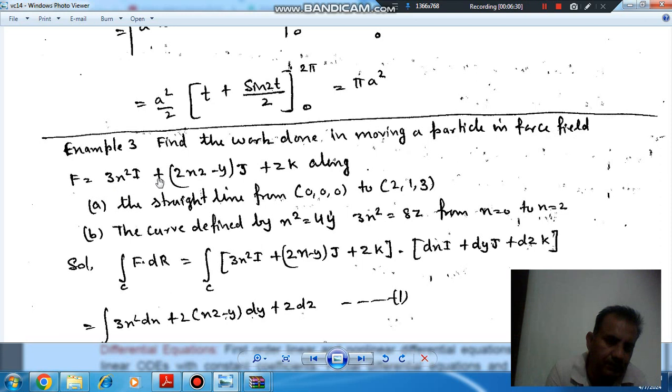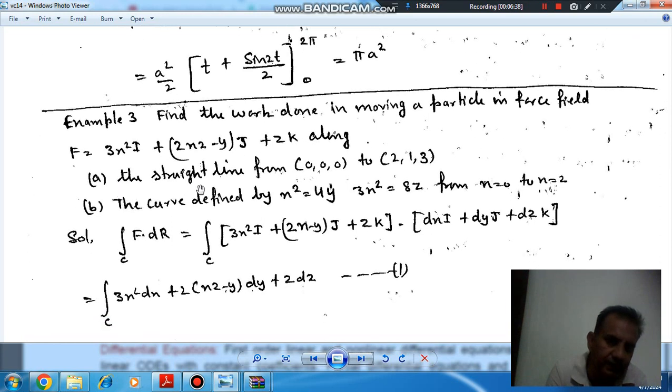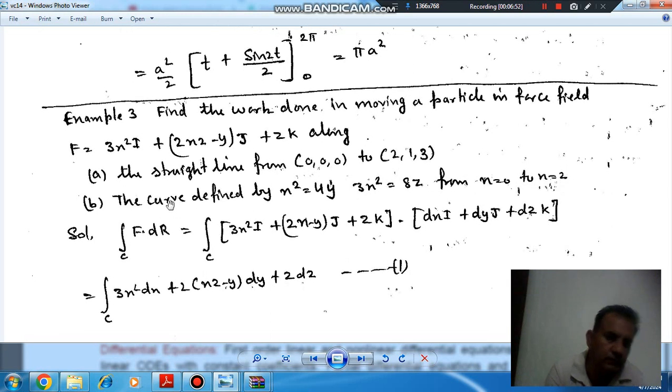So next question is, find the work done in moving a particle in force field F is equal to 3x square I plus 2xz minus y j plus z k along a straight line from 0 0 0 to 2 1 3. B, curve defined by x square is equal to 4y, 3x square is equal to 8z from x is equal to 0 to x is equal to 2. So first of all, we will find out line integral.